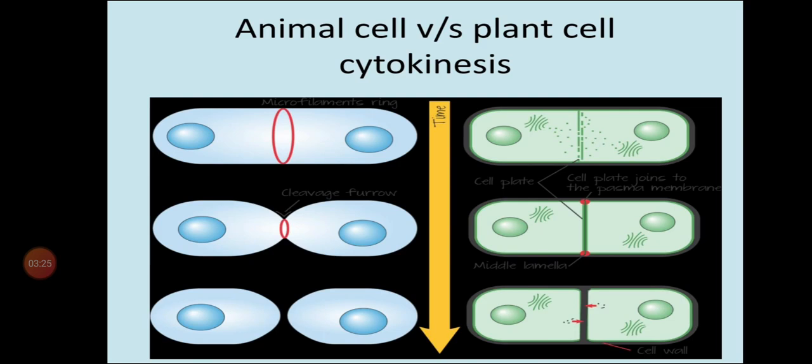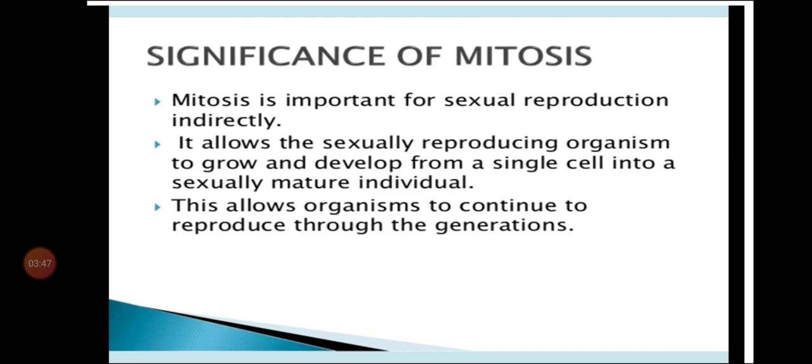So you have to remember this, students. In animal cell, there is a furrow formation that deepens and ultimately 2 daughter cells are formed. And in plant cell, there is a cell plate, and that cell plate divides the cell into 2 daughter cells. So here we complete the process of mitosis. At the end of cytokinesis, we are getting 2 daughter cells.